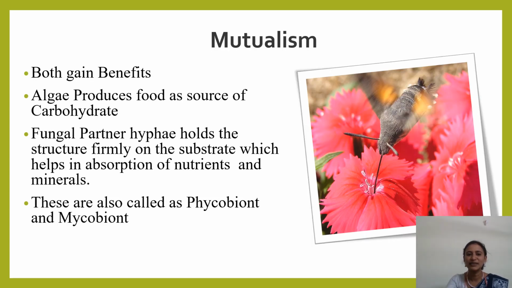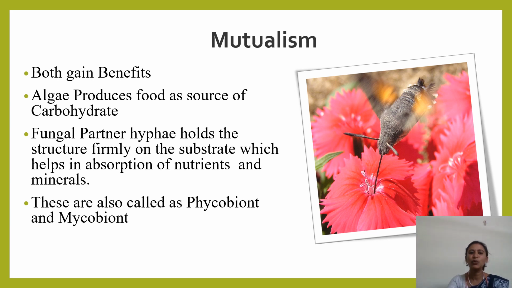So what is mutualism? Mutualism, generally categorized, is a benefit of two organisms without any harm to anyone. So both gain the benefits. Here, lichens are also such organisms. For example, as we can see in the picture, these flowers are pollinated by insects and insects get their nectar from the flowers. So this is an example of mutualism to be easily understood.